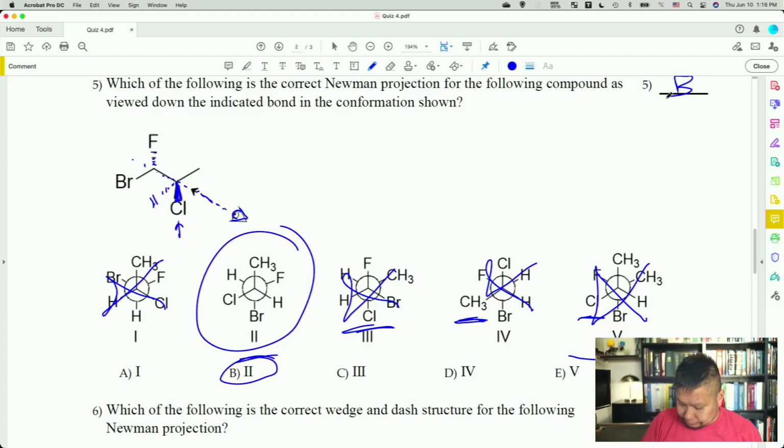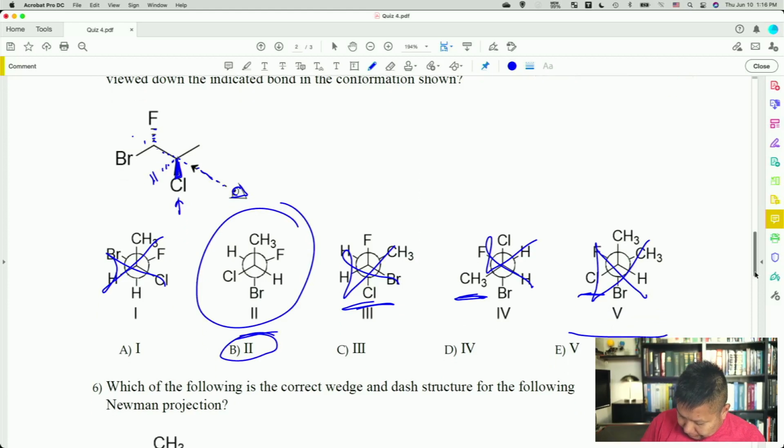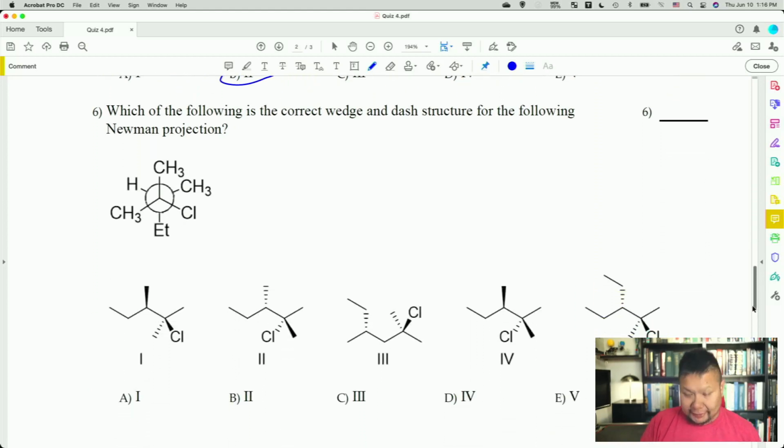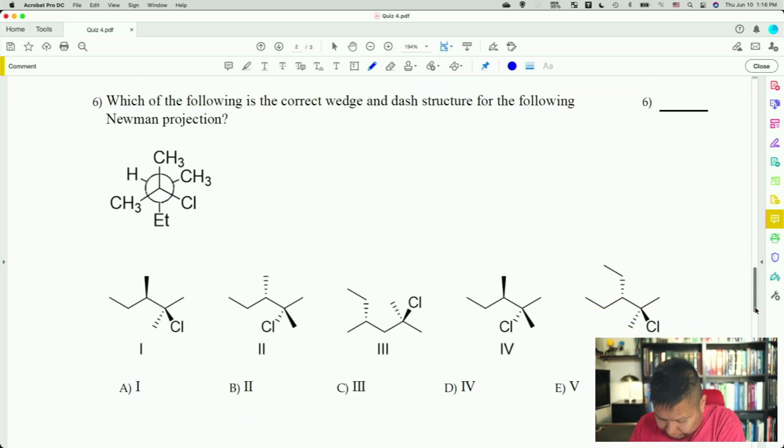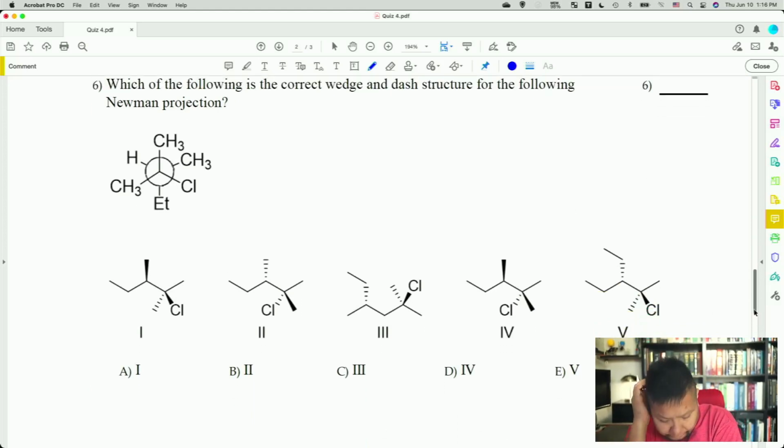Okay. Next one. You'll get better at visualizing these things in your head, especially if you have a molecular model kit available to you. Which of the following is the correct wedge dash structure for the following Newman projection? Same thing again as on the last one. Here, you see pointing downwards is a chlorine at the diagonal. There's a chlorine and a methyl, and at the very bottom, in the plane of the paper, is a methyl. First thing you notice is that there's a chlorine on the right.